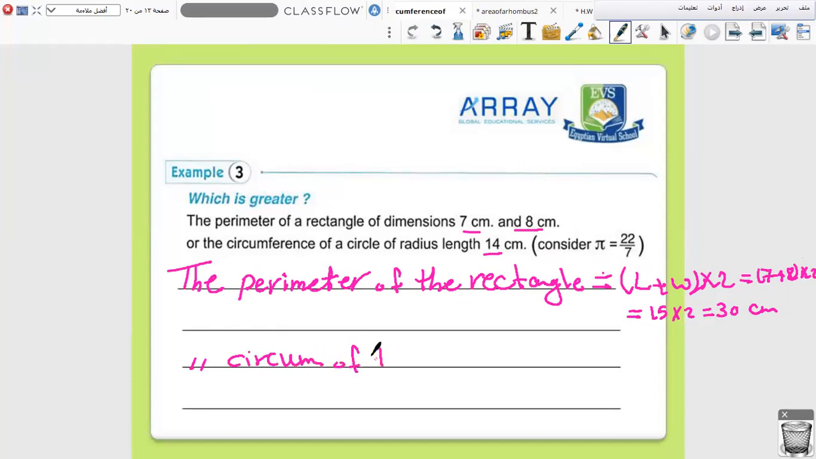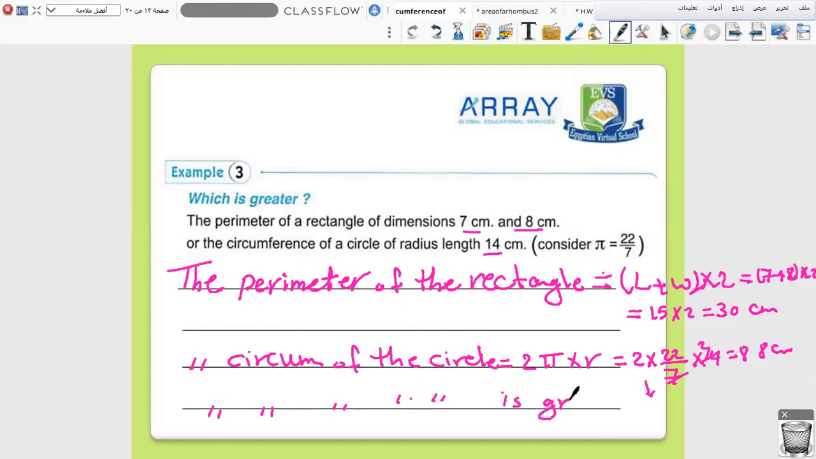The circumference of the circle equals, I have the radius length here, so I'm going to use 2 pi times r equals 2 times pi, which is 22/7, times 14, divide by 7 gives 1, divide by 7 gives 2, 88 centimeters. So which is greater? The circumference of the circle is greater.